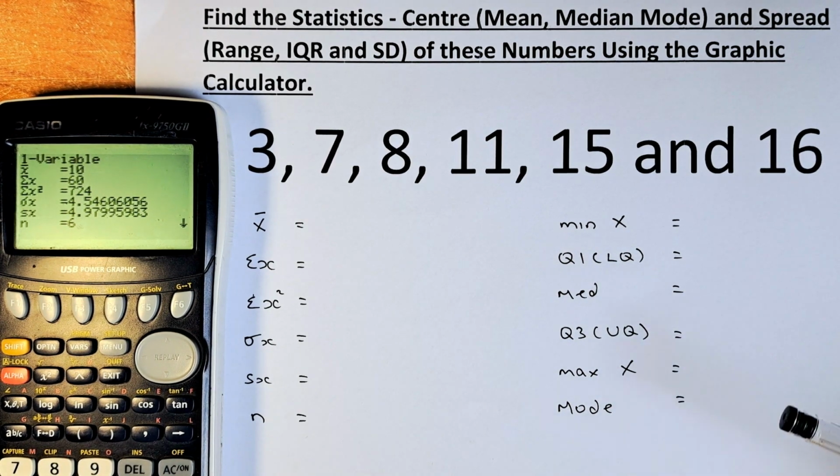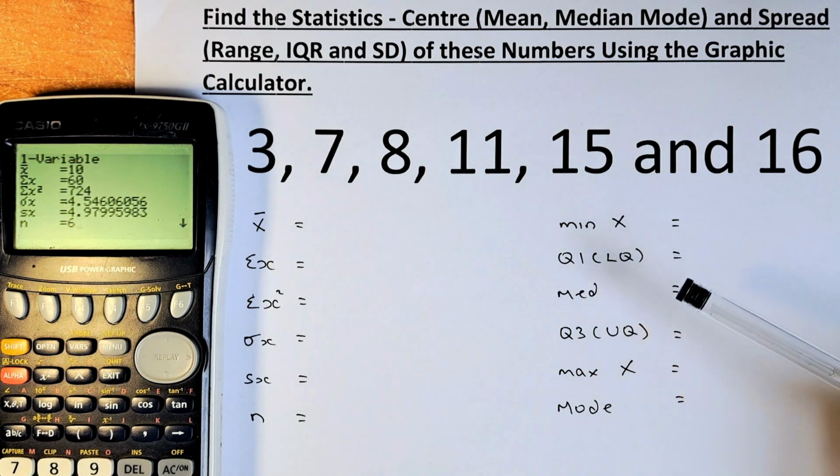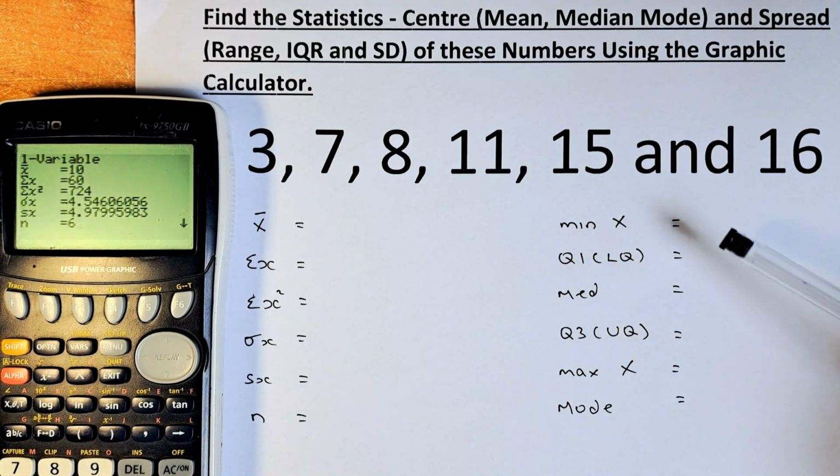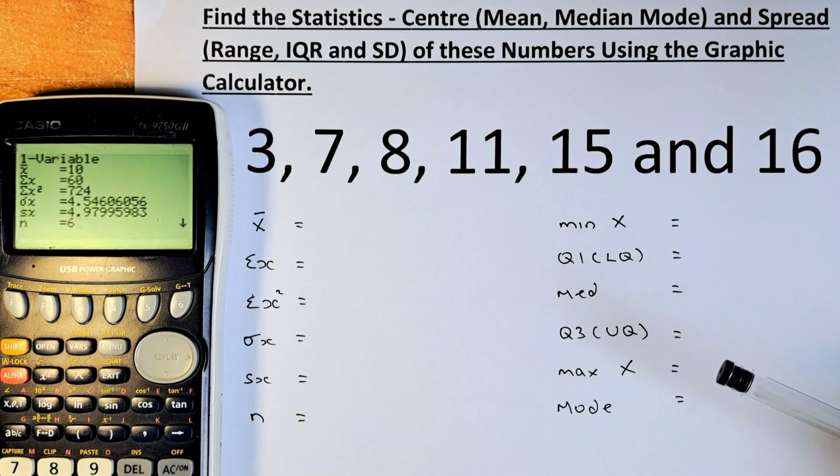To calculate the range, you just need to take the max number minus the min number. To calculate the inter-quartile range, you take the third quartile minus quartile 1, and the median is given there.